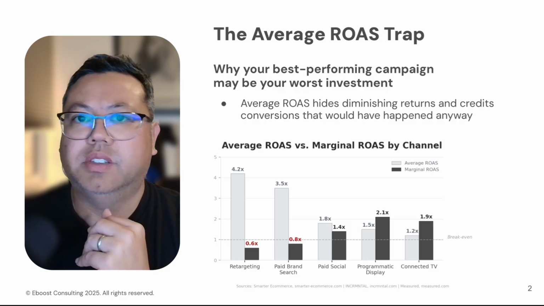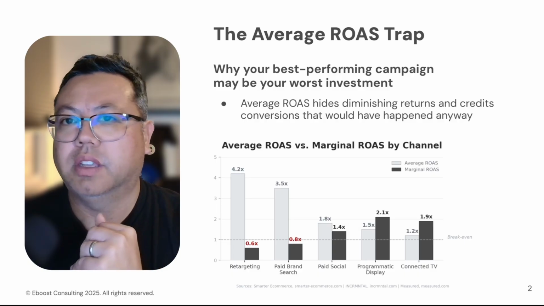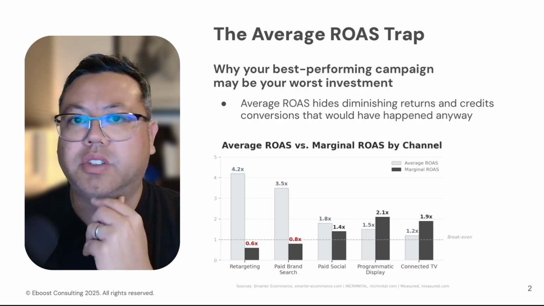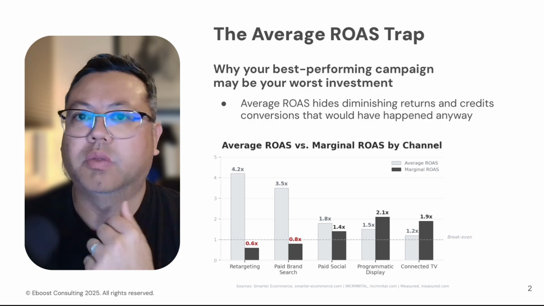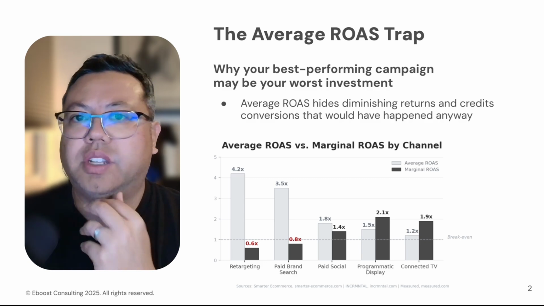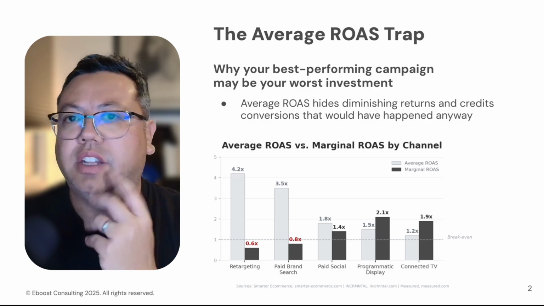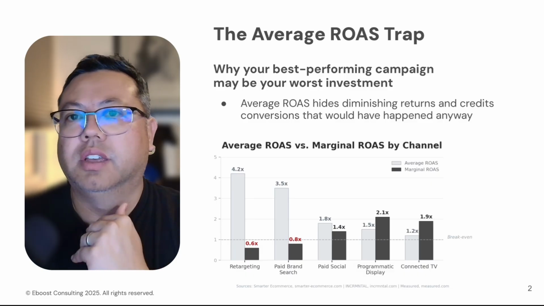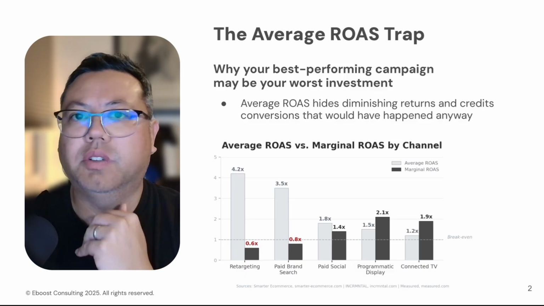Average ROAS divides total revenue by total spend, gives you one number, but that number tells you nothing about what the next dollar will do. What you actually need is marginal ROAS. That is the additional revenue from each additional dollar, and these two numbers can tell completely different stories.